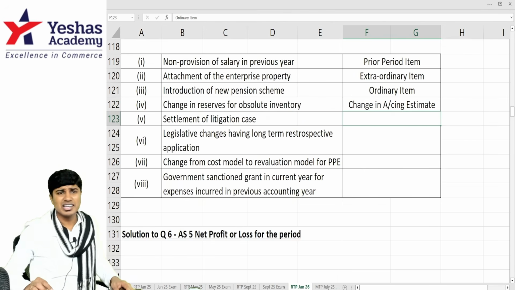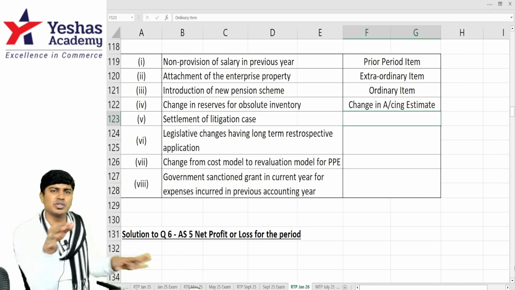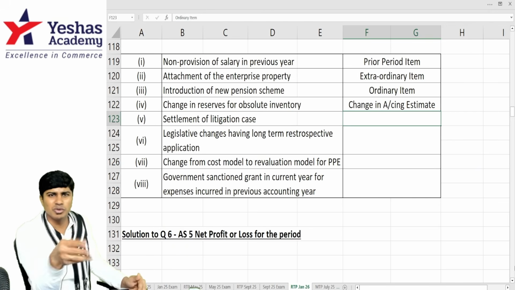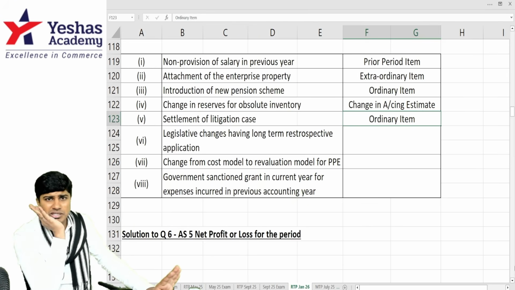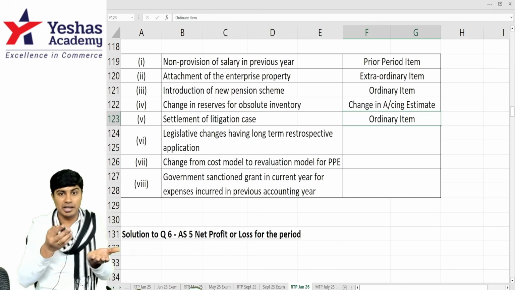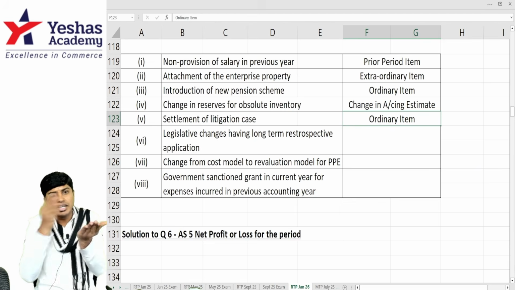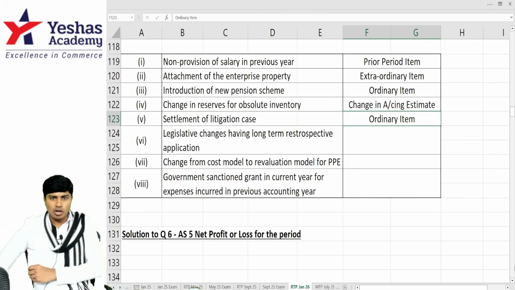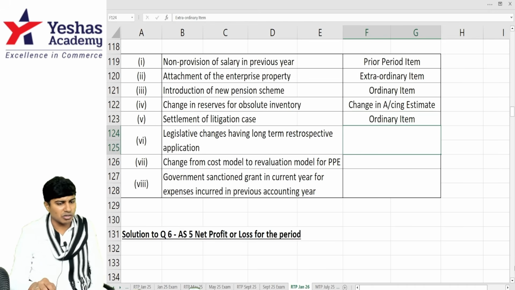Settlement of litigation case. Some litigation is there, between us and one more person. I've seen it and I've decided to settle. I told them, why fight in a court of law? You come, take this much money, close the case. This is ordinary. This can happen day in, day out in the business. What is an ordinary item? Items which will appear in the course of the business, in furtherance of the business, or in continuation of the business. That is ordinary.